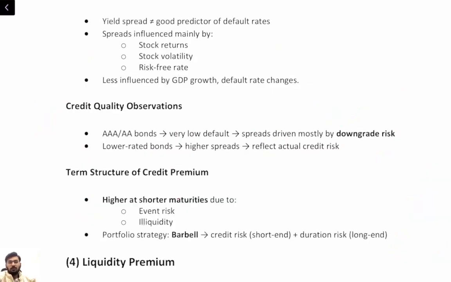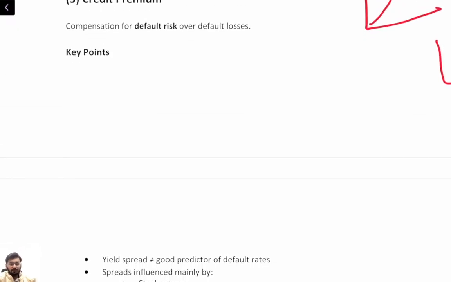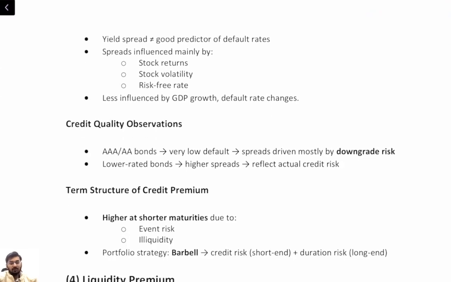Now coming to the next point to be discussed, that is your credit premium, that is the compensation for the default risk. See, this is something we have discussed a lot in your level 1 as well as your level 2. So if I know that you are risky, then what I'll do, I'll demand higher returns. Clear? So higher the risk, higher the returns.